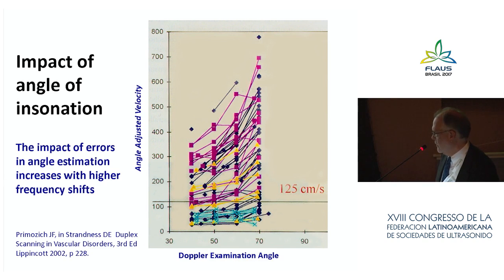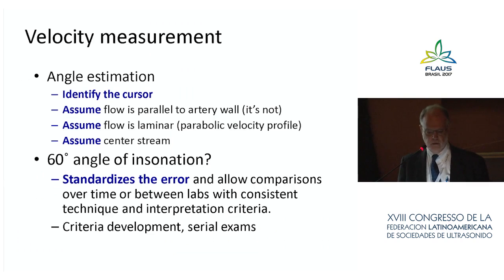And you can see that there is a general increase as the velocity goes up, as the angle goes up, in the measured velocity or calculated velocity by the machine. But that difference is much greater when you look at mildly or moderately elevated velocities. So this exaggerates abnormalities and may lead to misdiagnosis.